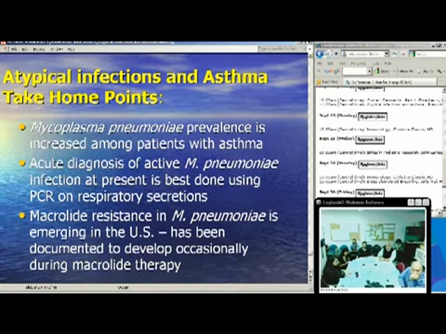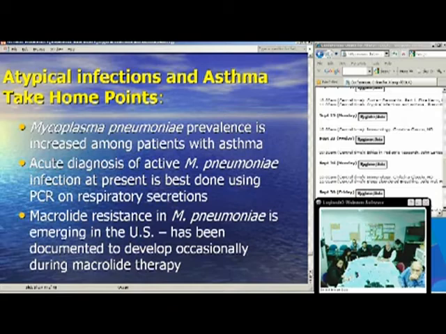But Mycoplasma pneumoniae prevalence does appear to be increased in patients with asthma, at least in some studies. It's certainly fairly common in the population. We can certainly say that. Acute diagnosis of active Mycoplasma pneumoniae infection at present is best done using PCR and respiratory secretions. Sputum is probably better than anything, but nasopharyngeal swabs or throat swabs are also adequate.